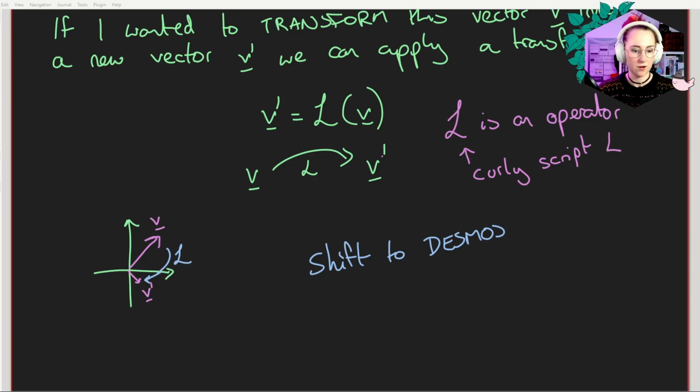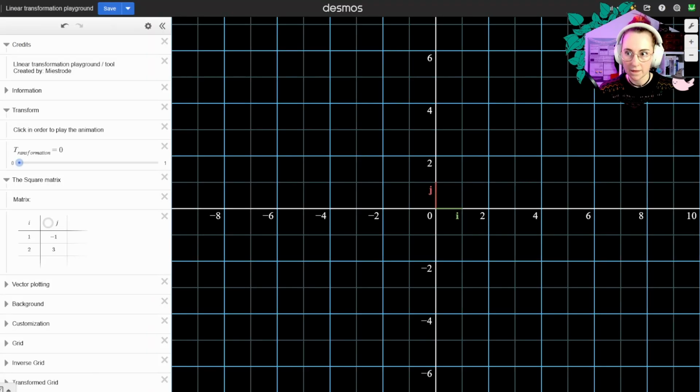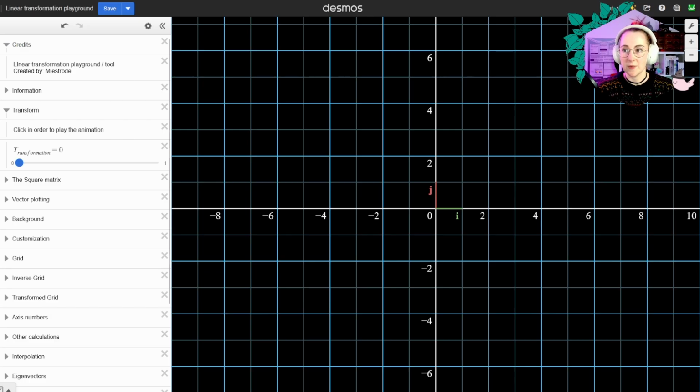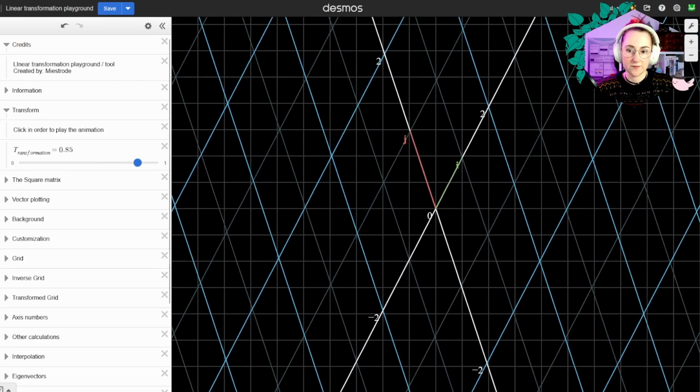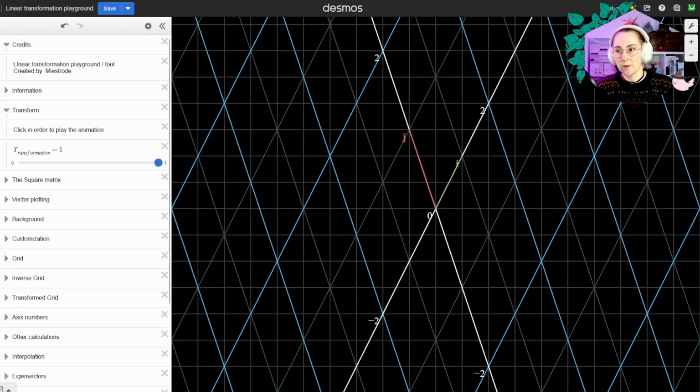And if I can get Overleaf to work, we should have, ta-da! Okay, so here we have our i and our j, and what the transform is going to do is, if I apply a linear map, I can shift things to a new position. And when we apply this map, we don't just apply it to one vector in the space, we actually apply it to all vectors in the space.